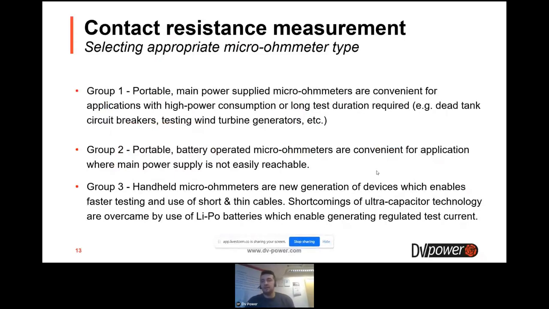So what can be a conclusion? How to select the appropriate micrometer type? Maybe the right answer is price. Of course, it's not the right answer, but usually price is a very important element. However, we will not analyze this aspect, only the technical point of view.